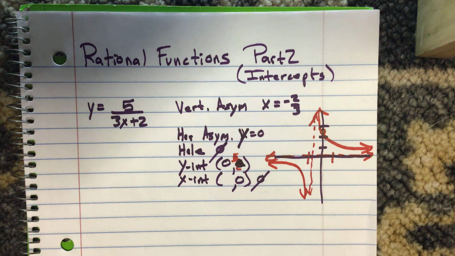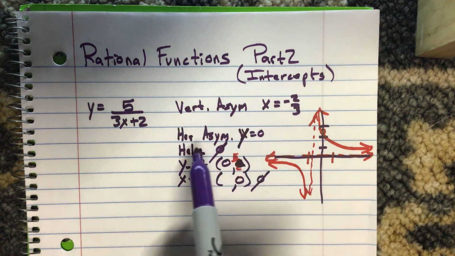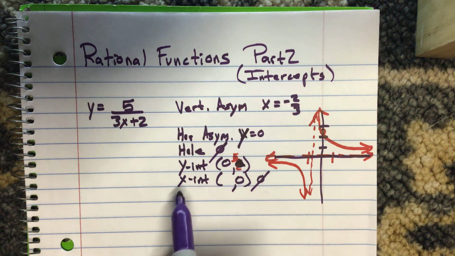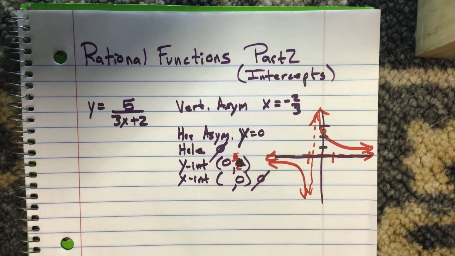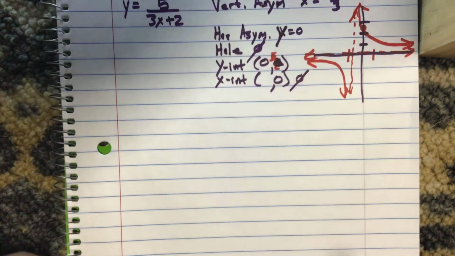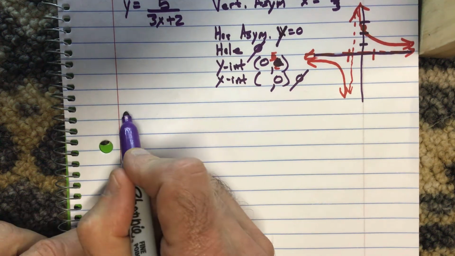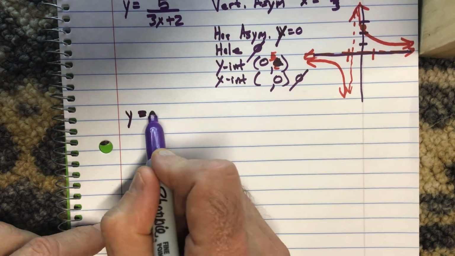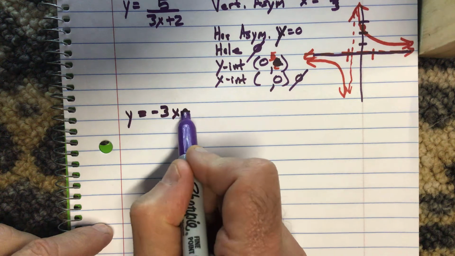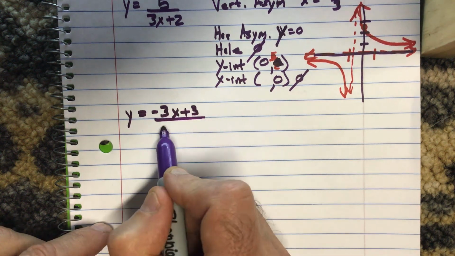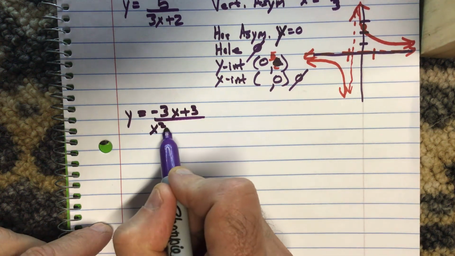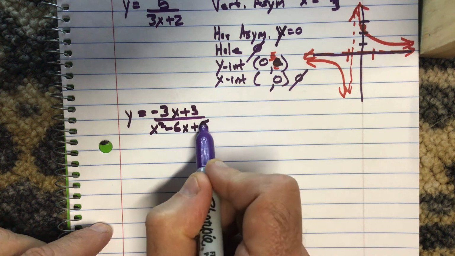Okay, so that's basically what the graph looks like, and this is what I'm concerned with, your ability to find the vertical asymptote, the horizontal asymptote, the hole, the x, and the y-intercept. So I want to look at 3 examples in this video. My next example is y equals negative 3x plus 3 over x squared minus 6x plus 5.